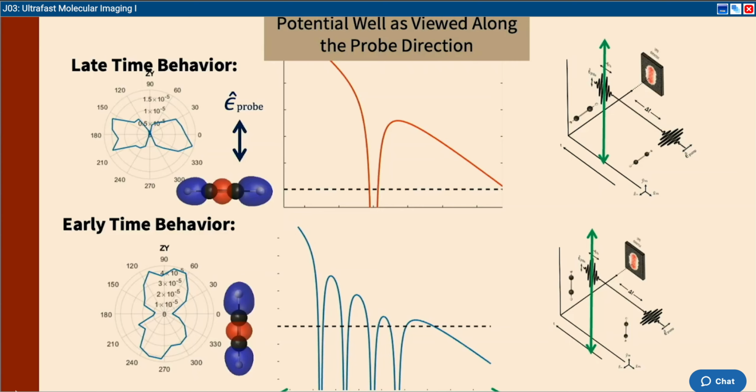However, we see that at early time, there's a completely different behavior. And this can be attributed to the fact that enhanced ionization occurs as a result of these interpotential barriers being formed. And so when the molecule is aligned parallel to the probe pulse, it allows for the electron to tunnel through any one of these barriers, and that leads to the enhanced ionization effect.